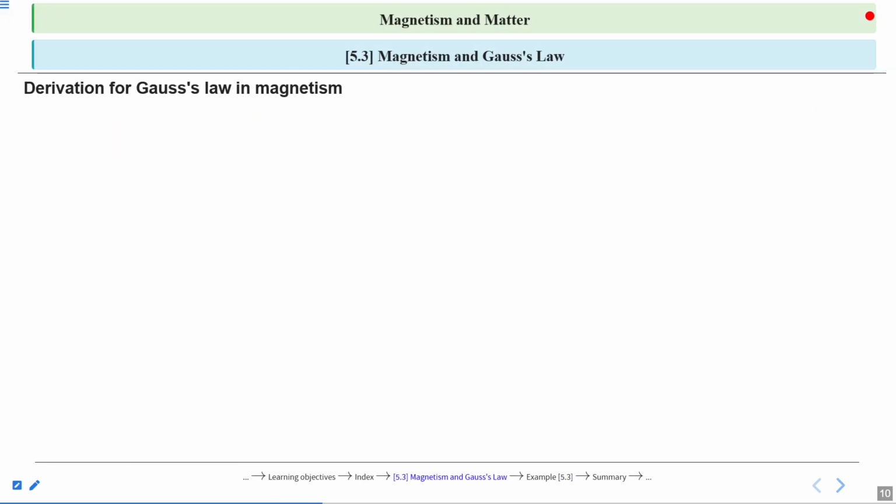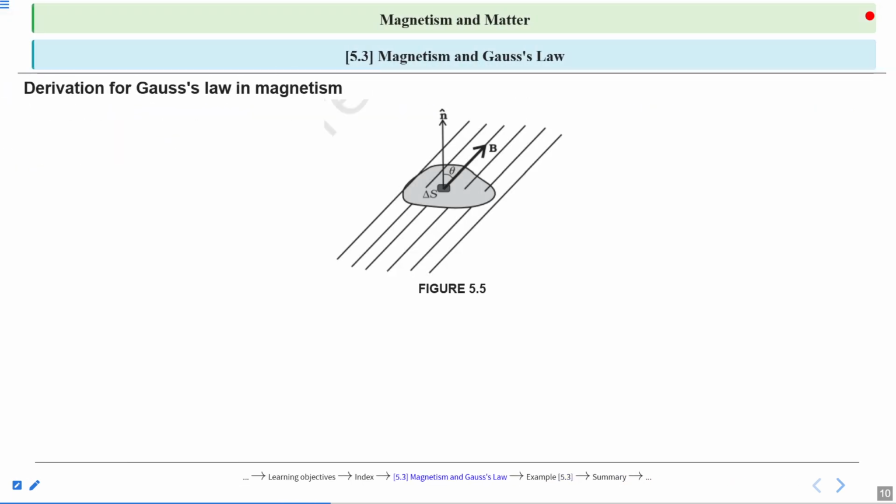Now the derivation for Gauss law in magnetism. We will prove it through derivation. This is figure 5.5. You can see there is a closed surface. On the closed surface, we are taking a small area element, delta S. The area vector of this delta S is n cap, which is perpendicular to the plane of this delta S.